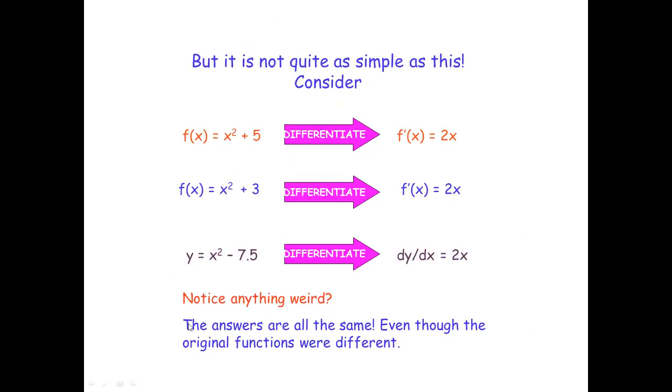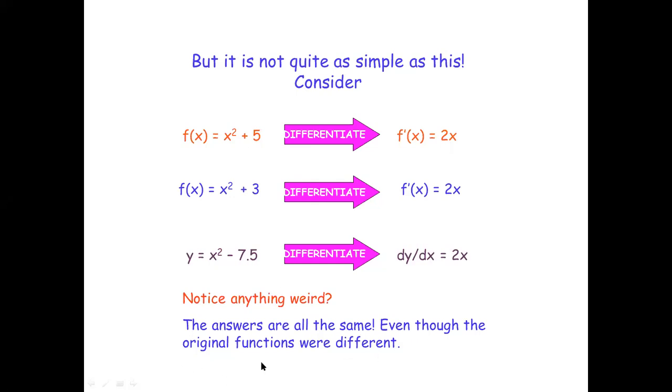Now, let's move on. But it is not quite as simple as that contrast of how your integral answers the differential and how the differential reverses to the answer for the integral. If you have this, this will be your derivative. If you have this, this will be your derivative. If you have this, this will also be your derivative. If you notice, they have the same derivatives, but they came from different functions. So that's something weird.